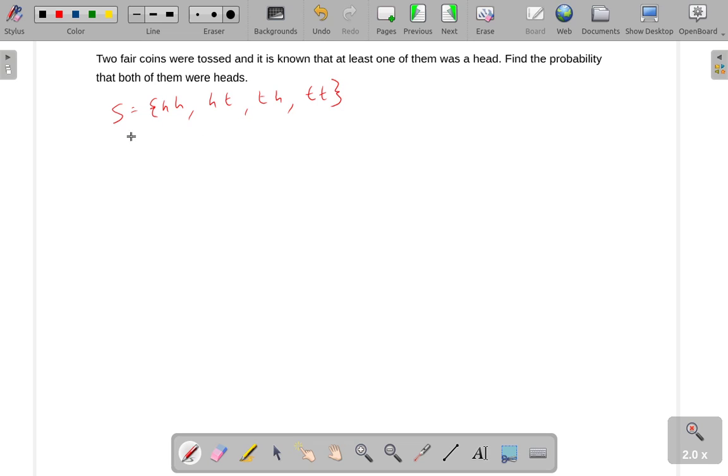Let's give these events some names. At least one of them is a head, we'll call E. Both of them were heads, we'll call that F.